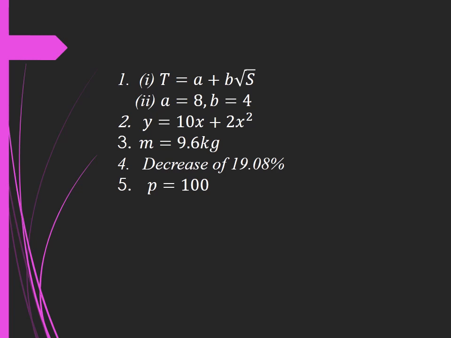Question 1. Roman 1. T is equal to a plus b times the square root of s. Roman 2. a is equal to 8 and b is 4. Then question 2. y is equal to 10x plus 2x squared. Then question 3. m is equal to 9.6 kg. Question 4. There is a decrease of 19.08%. And then question 5. p is 100.